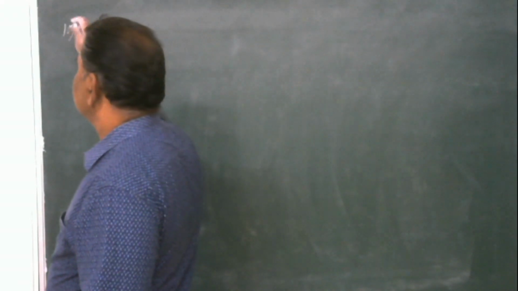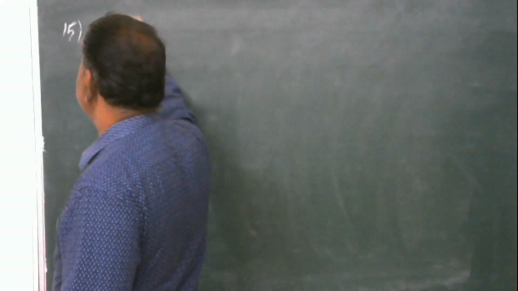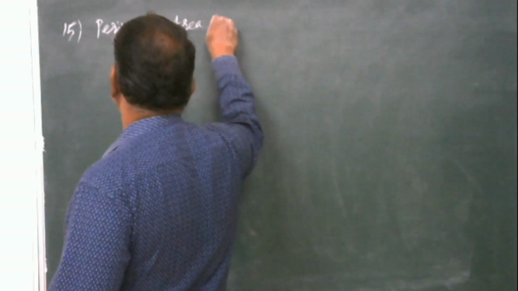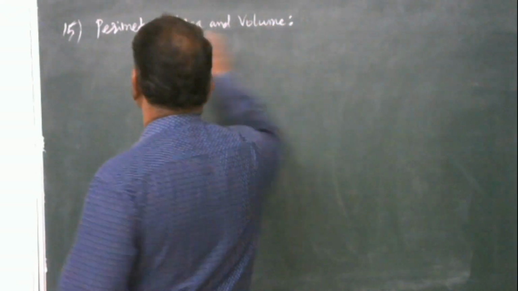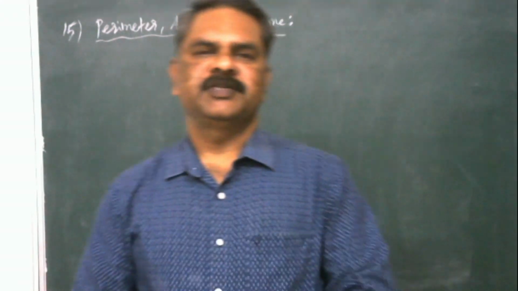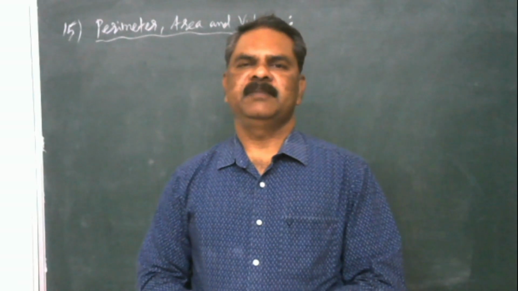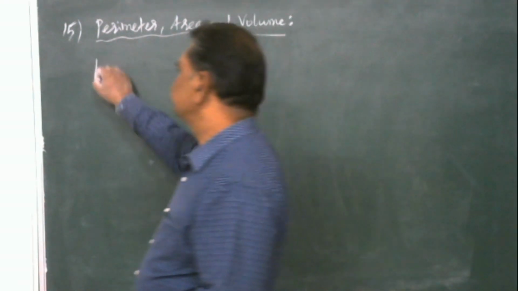The next concept is perimeter, area, and volume. Now I am going to discuss the 15th concept, perimeter, area, and volume. What is perimeter?